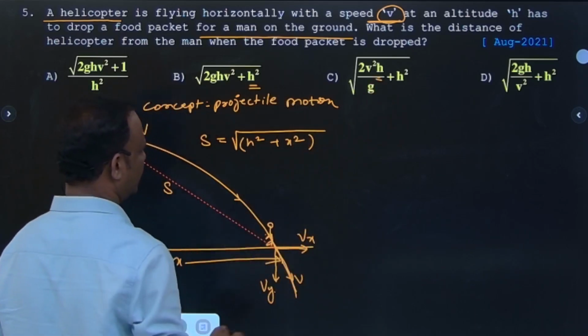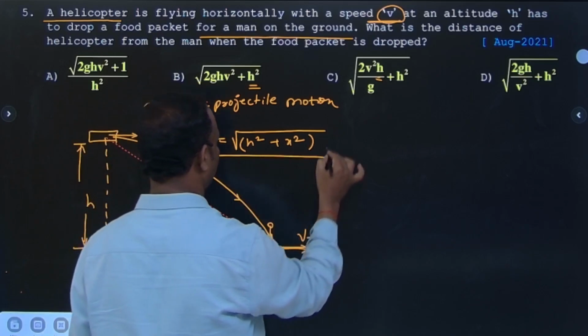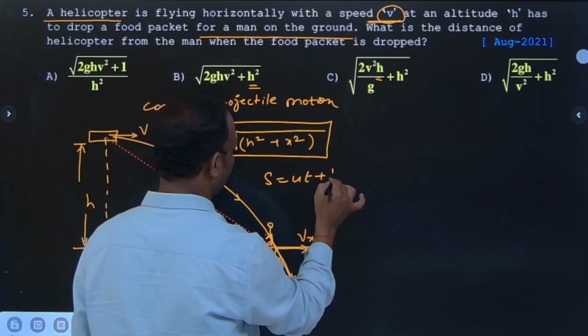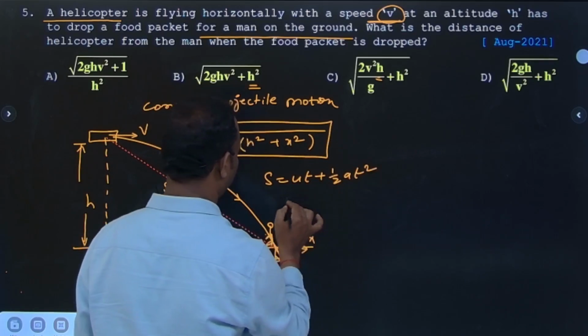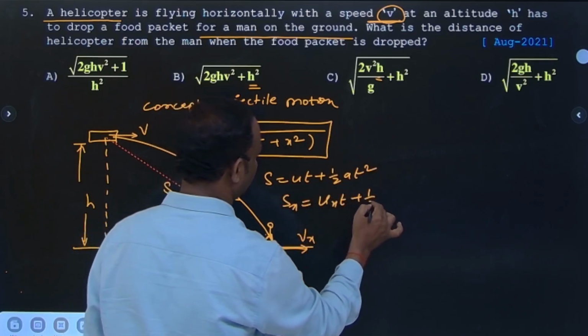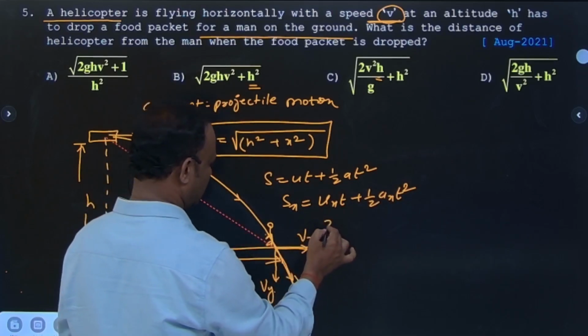So then x I need to find on this. So x means what? Horizontal distance. So first you keep it in the box. From S is equal to ut plus half a t square along the x-axis, Sx is equal to ux into t plus half ax into t square. Sx means what? It's x.